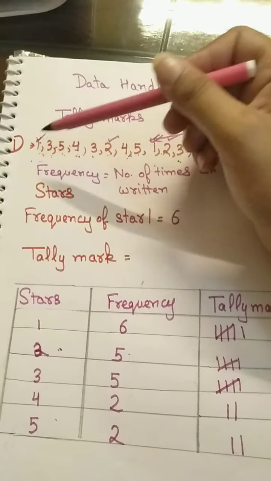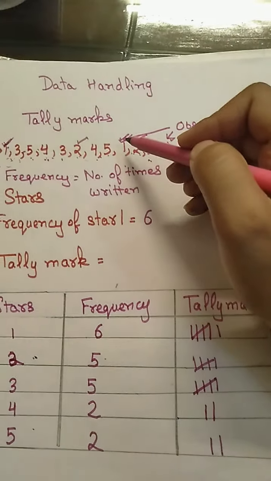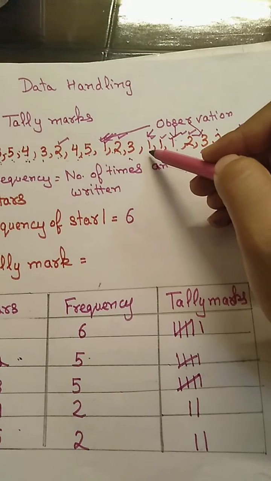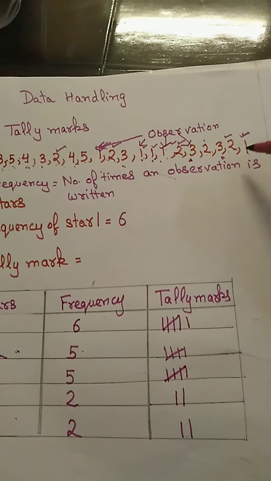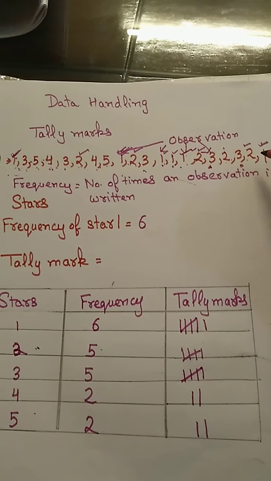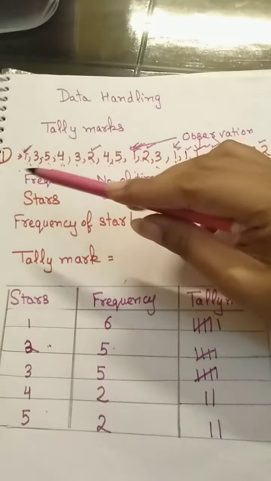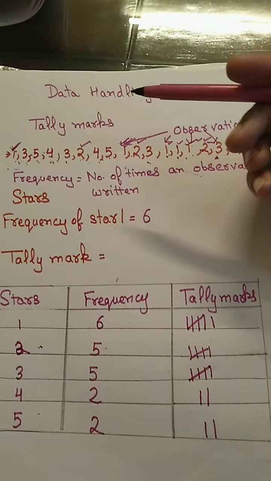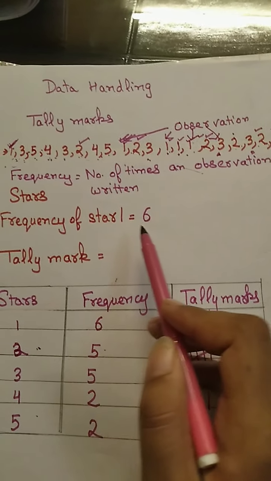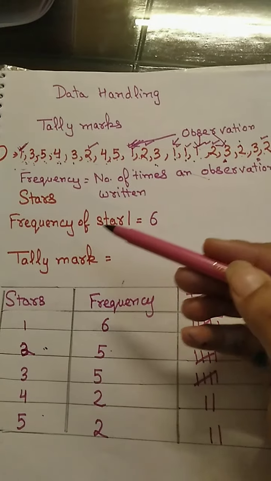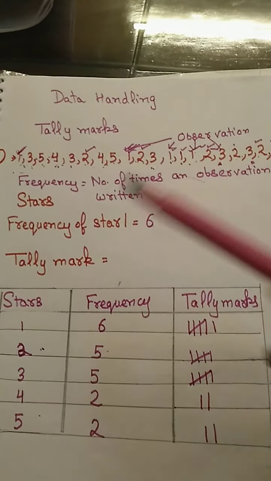If we see here, if we mark it with a tick, 1 is written here, 1 is written here. If we count the number of times 1 has been written, 1, 2, 3, 4, 5, 6. It means 1 is written 6 times. So what would be the frequency of star 1? That is 6. As we know, frequency is the number of times an observation is written. Here 1 is written 6 times.